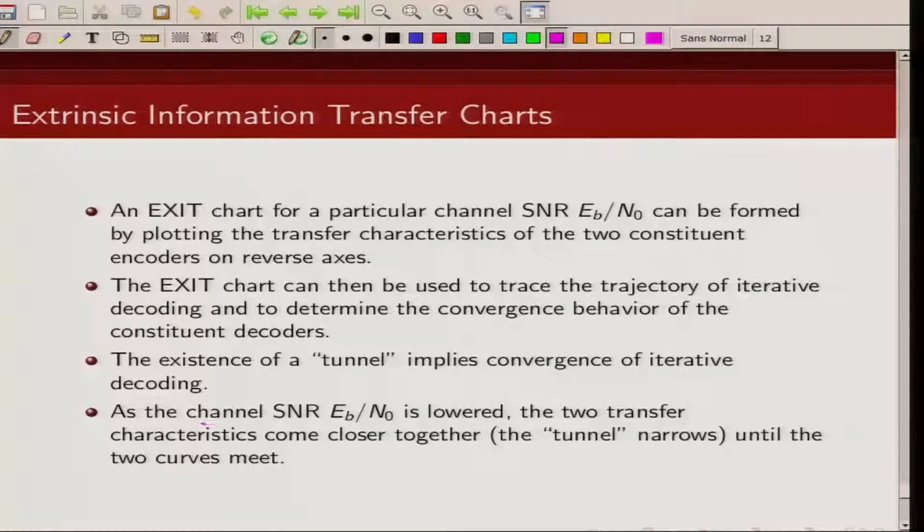Now, what happens if we reduce the channel operating SNR? If we reduce channel operating SNR, then these curves come closer until a point will come when they'll barely touch, or they'll just touch and cross each other. So the point, the minimum SNR where there's a tunnel, that's your threshold, decoding threshold.